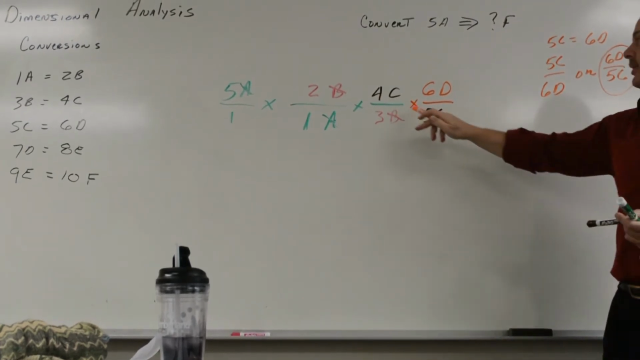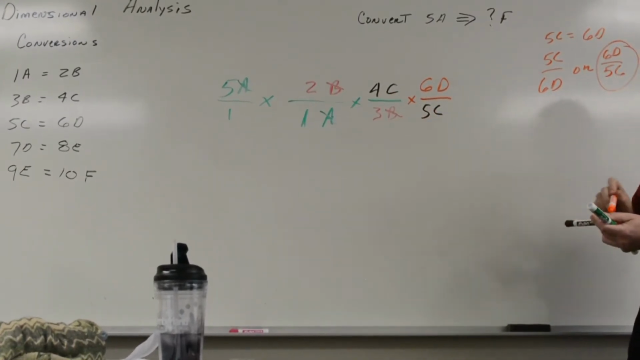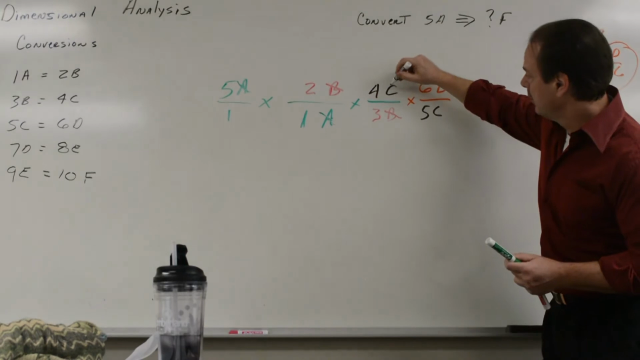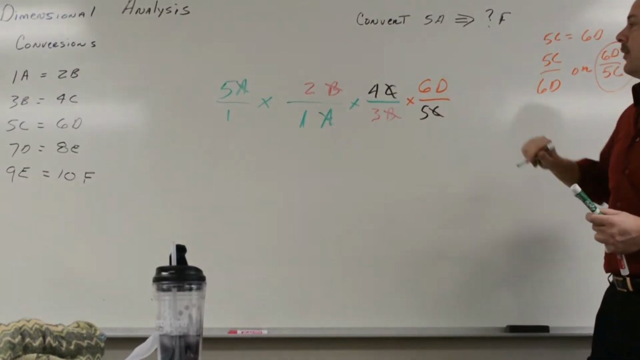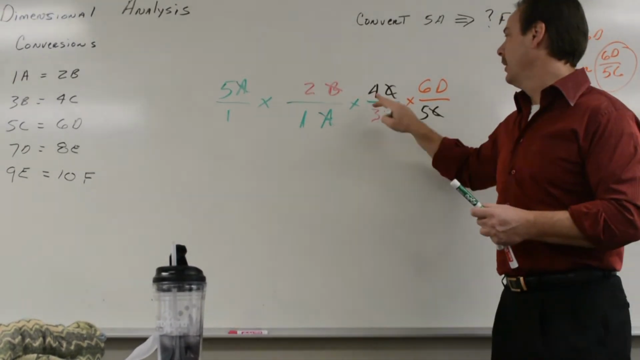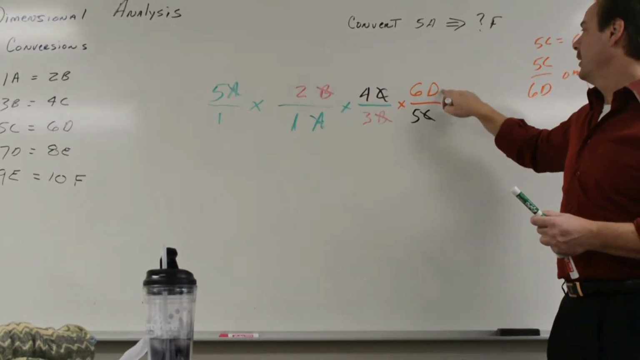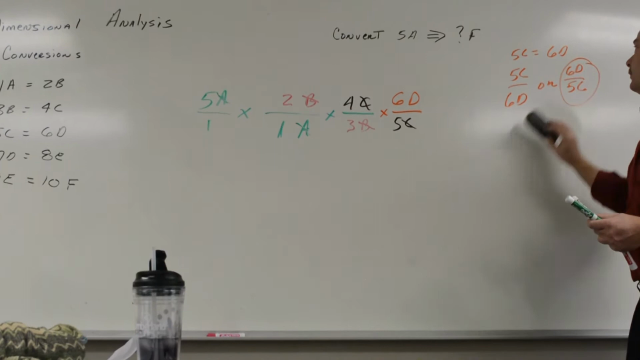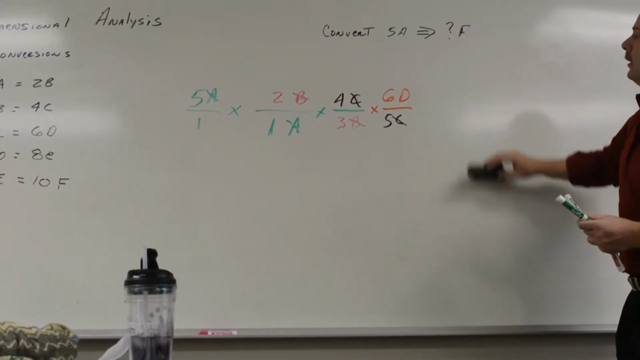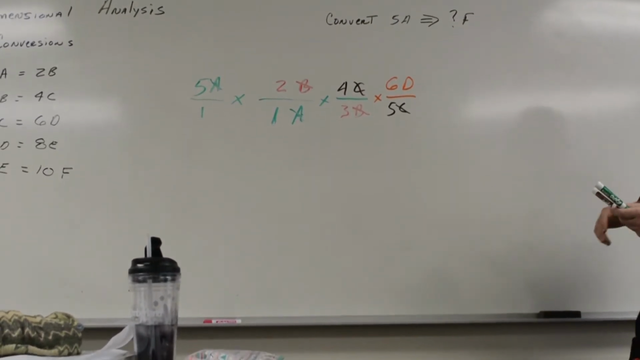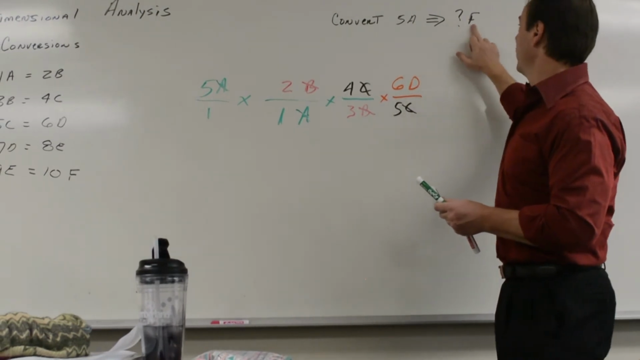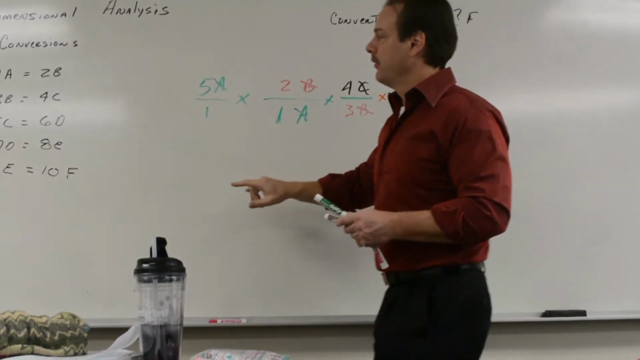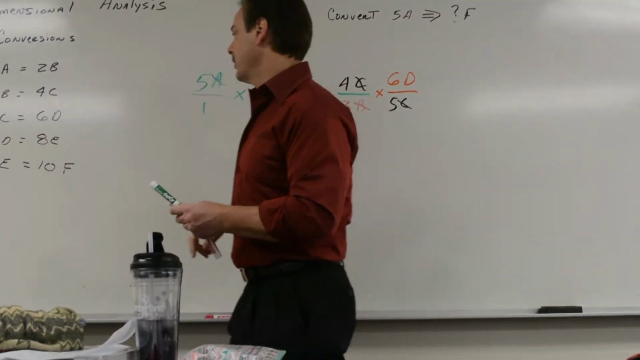Looking at the two ratios, I see I got C units in my numerator, C units in my denominator. The C units cancel. Now I've just converted from A units to B, from B to C, and from C to now D units. Okay, now we're still not finished because we haven't gotten to F yet. So now I got to convert my D units into E units.